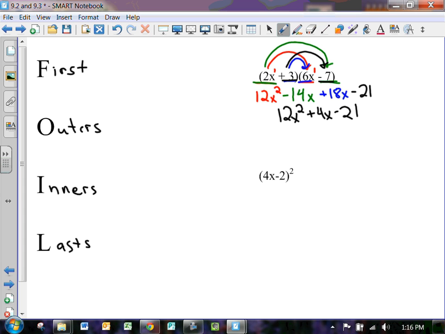All right, there's one more down there. We have 4x minus 2, squared. It's the same as the last one, except that squaring it means you're multiplying it by itself. So this is really 4x minus 2 times 4x minus 2. What I want you to do is take a second, pause your video, and try that one on your own. See how you do. Get it in your notes, and then we'll go back together and go through it.